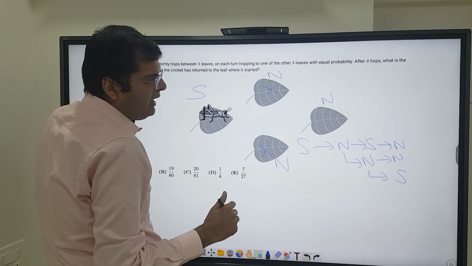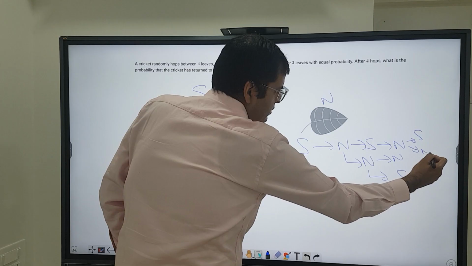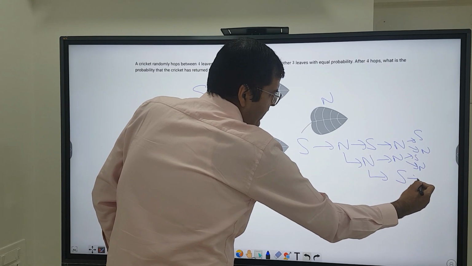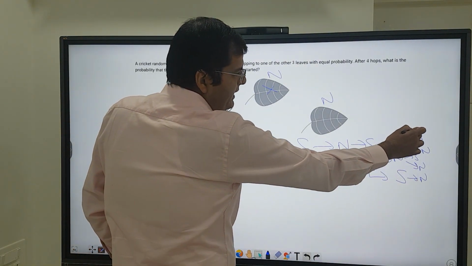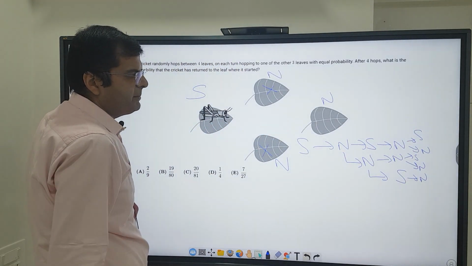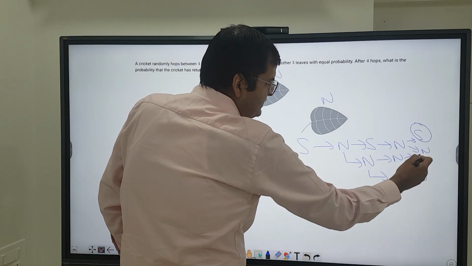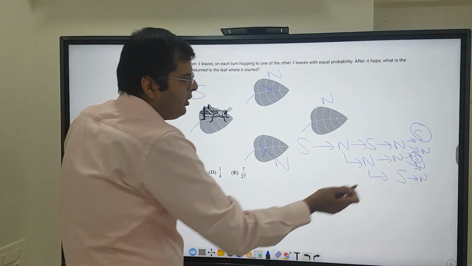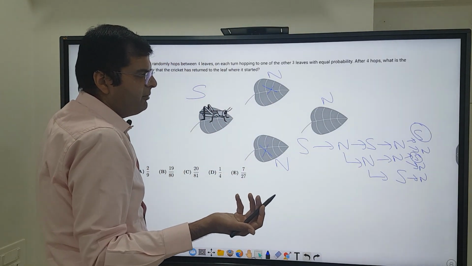Now for the final hop, if I am at N, again I can go to S or I can go to N. From this N, again I can go to S or I can go to N. But from this S, I can only go to N. Alright, so 4 hops have been done and either I am at S or N, depending on the scenario that I have chosen. Now I have to come back to S, so only this case and this case which I have encircled are the valid cases. For all other cases I am at N, which is not the starting point, so I will not think of the probability of those cases.